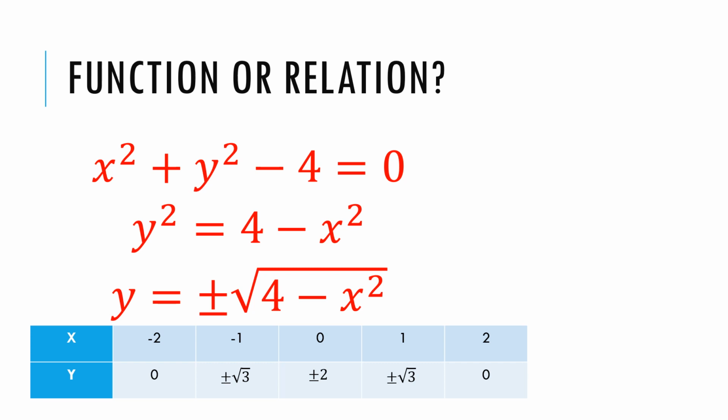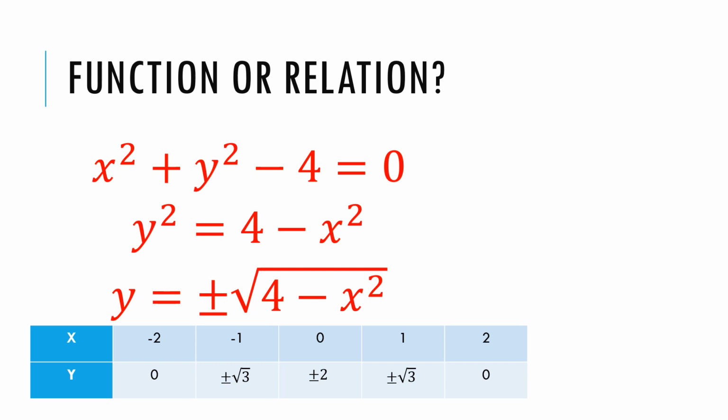With this table of values, we can now identify if this equation is a function or a relation. What do you think? So, pag negative 2 siya, ang output niya is 0. Pag negative 1 ng x, ang output niya is positive and negative square root of 3. Pag 0 naman, 2 din ang kanyang output, which is positive and negative 2. Pag 1 naman, ang output niya is positive and negative square root of 3. And pag 2 naman, ang output niya is 0. So, klarong-klaro, is it function or relation?